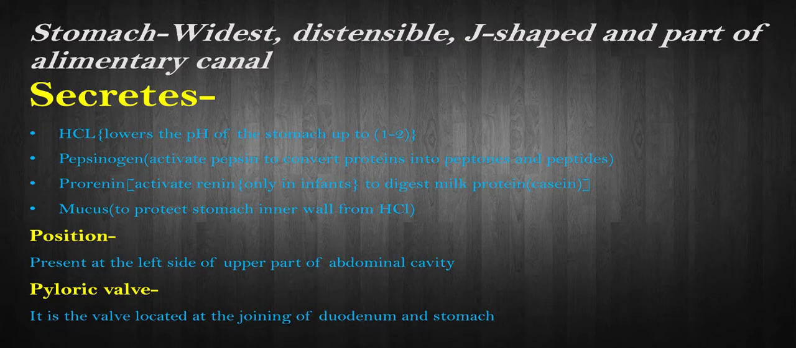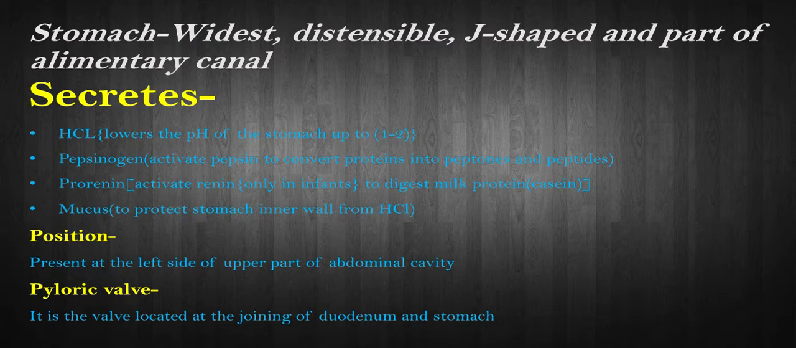Then prorenin. The active form of prorenin is renin, which is found only in infants, to digest the milk protein known as casein. Then mucus. Mucus is secreted by the stomach to protect the stomach's inner wall from HCl, because HCl is an acid which can harm the inner wall of the stomach.